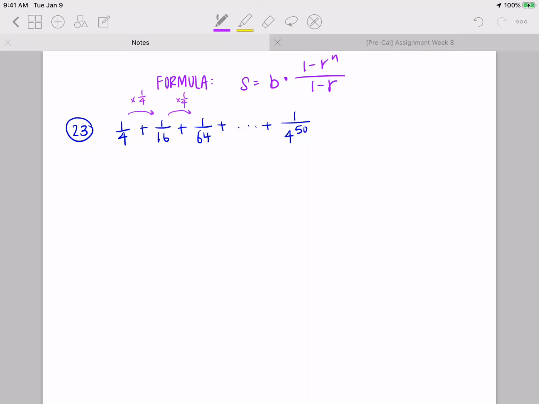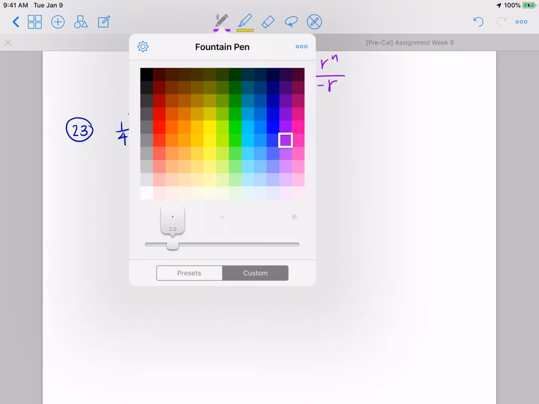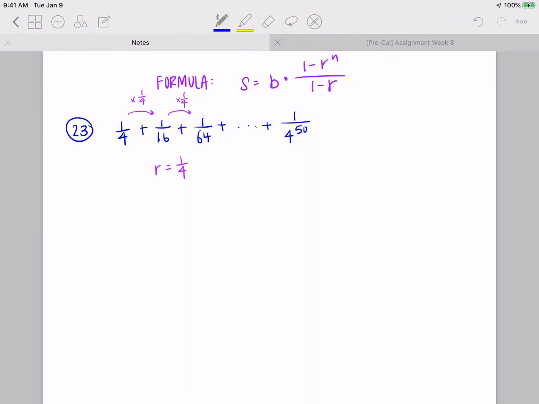Because we multiply by 1/4, our ratio, which is r, is going to be 1/4. And then our b is our first term, which is 1/4 also. And how many numbers are there? We have 50 numbers because it went from 4 to the second power, 4 to the third power, all the way to 4 to the 50th. So it'll be 50 right here.